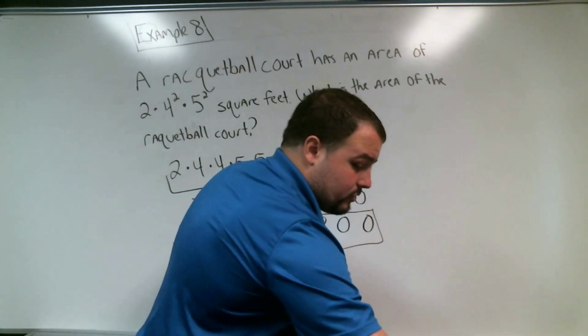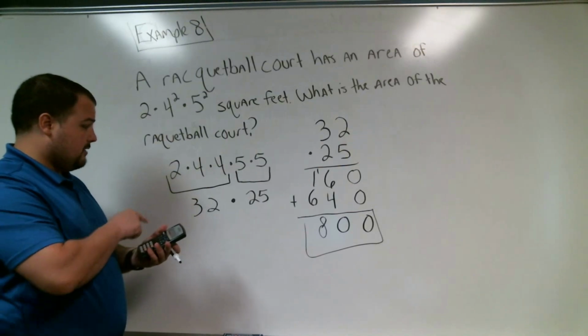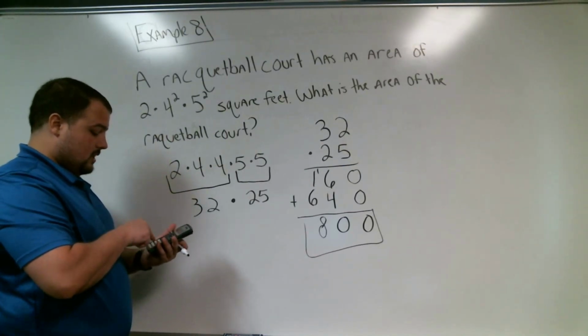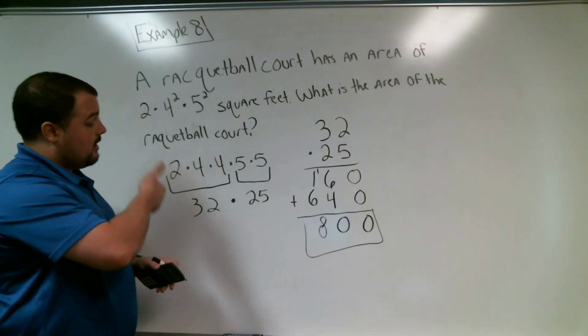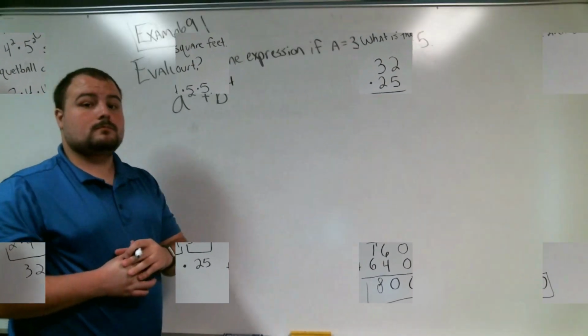I'm just going to go ahead and double check. I'm going to use a calculator. I'm going to type in this sentence right here, which is 32 times 25. And in fact, I do get 800. Check my work. Good to go. That's the right answer. Let's do another one.